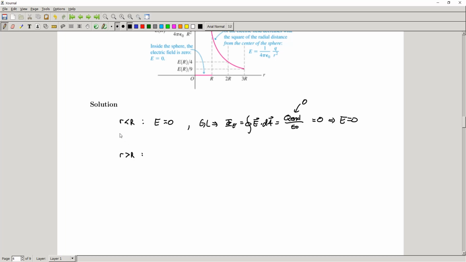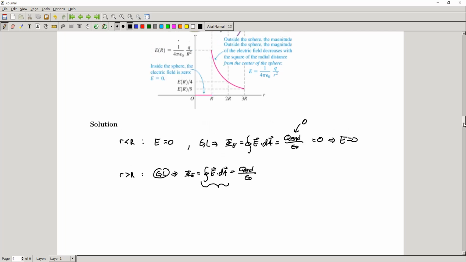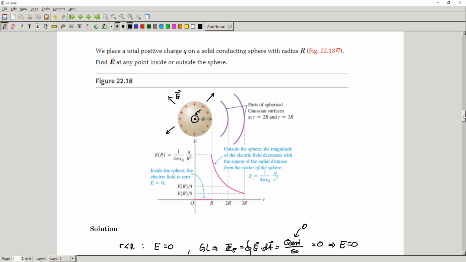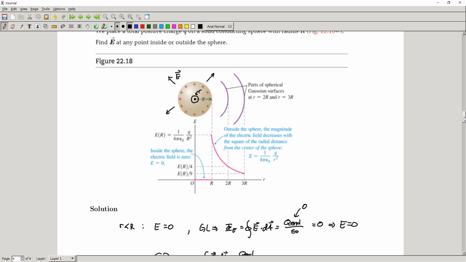So at the point where small r is larger than R, we're going to use Gauss's law. Gauss's law is going to tell us that our electric flux is equal to the surface integral of E dot dA, and this is equal to Q enclosed over epsilon naught, except that because of the symmetry of the problem, we just talked about how our electric field is everywhere going to be pointing radially outward, but also our area vector for our Gaussian surface is always going to be pointing radially outward, right?